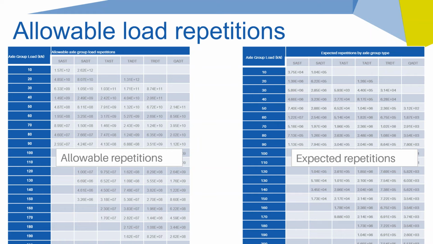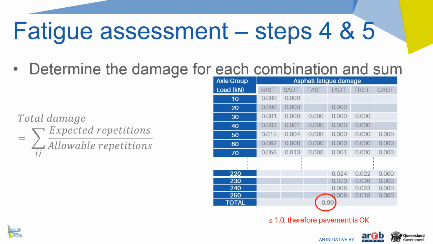Looking at the same place in the right-hand table, our expected repetitions is only 3.75 times 10 to the power of 4. So we divide the expected repetitions, 3.75 times 10 to the power of 4, divided by 1.57 times 10 to the power of 12, and that gives us a damage increment for that combination. So we repeat that for every combination of axle group type and load level. And that's what I've done here. So now the table on the right-hand side is showing the damage, just the expected repetitions divided by the allowable repetitions for every different combination.